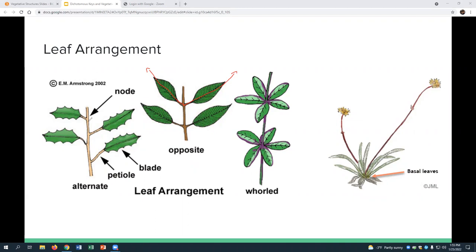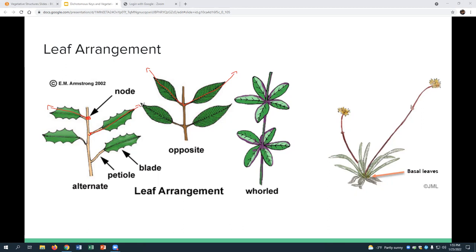Or they're going to be alternate. So you see, we don't have two leaves coming from the same point. We just have one coming out to the side here. And then down at the next node, we have a leaf on the opposite side. And this is a really easy thing to observe about a plant, and it cuts down our list really quickly. So this is going to be a very common first or second step when we're identifying something.